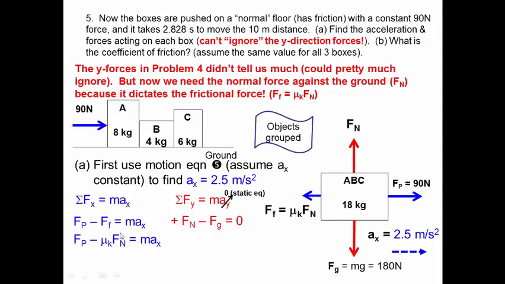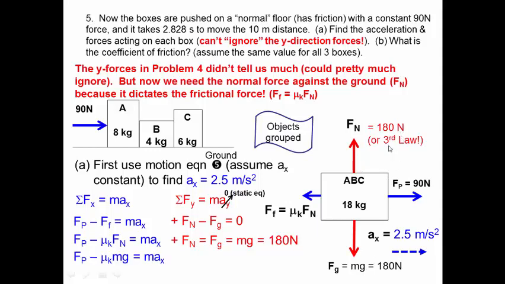I'm going to do a little substitution here. F_f equals μk F_n. That's a standard substitution you'll always make. And we're going to keep our a_x in here because we are accelerating. In the y direction, I'm solving for F_n like we typically do. I'll shift F_g over. Of course, F_g just equals mg. And I'll label our F_n up here as 180 newtons. Of course, we could have used a third law argument to show that it was 180 newtons as well.